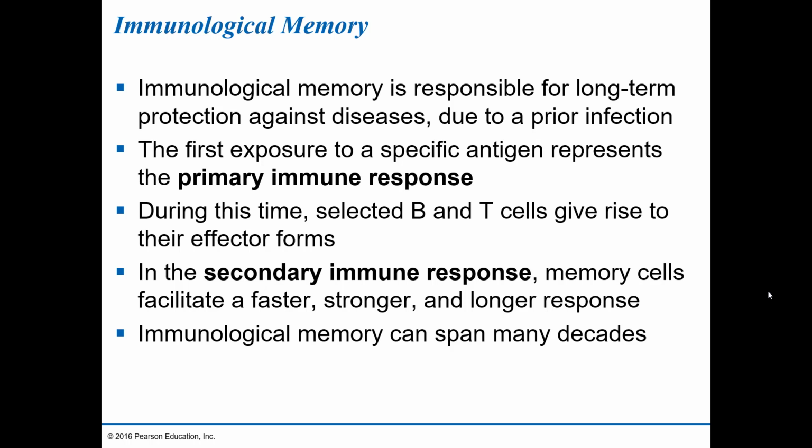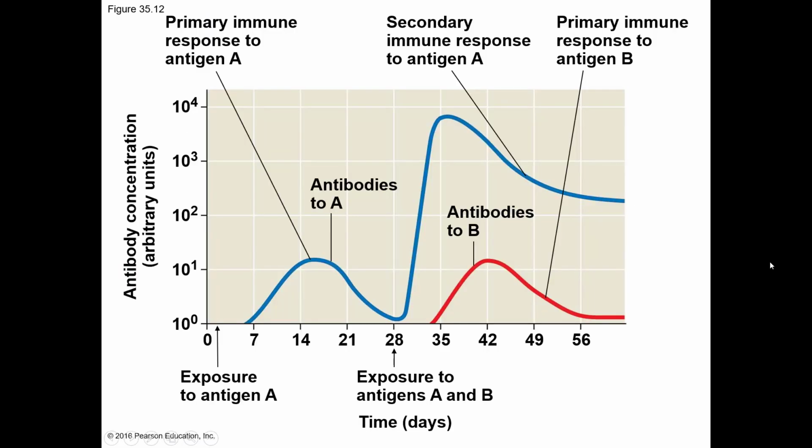So another example would be when you're given a live or a killed virus as a vaccination, what you're trying to do is cause a primary immune response, and your secondary immune response would be that it's already in your body, right? And if you are exposed to chickenpox or whatever else might be the vaccination that you're getting, you don't actually have the secondary immune response.